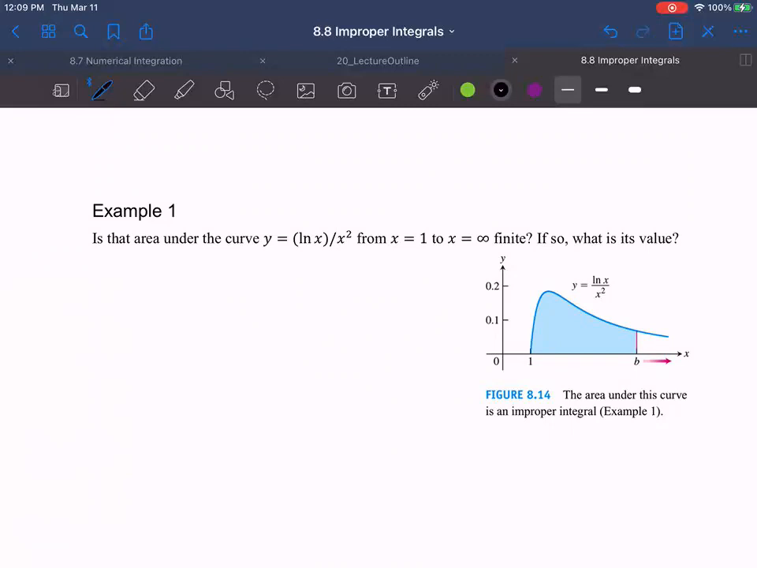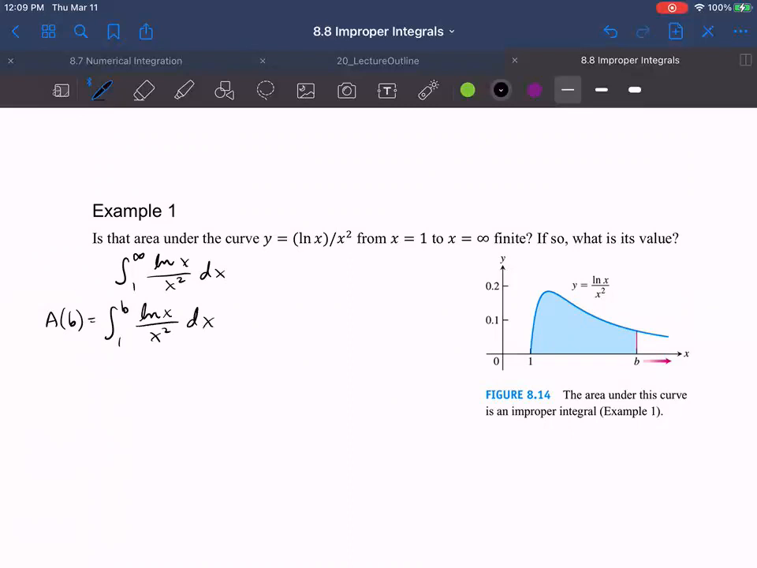All right, so is the area under the curve y equals the natural log of x over x squared from x equals 1 to infinity finite? If so, what is its value? So let's take a look. So we're going to take the integral from 1 to infinity of natural log of x over x squared dx. And so we can replace the infinity with b, making this the integral from 1 to b of natural log of x over x squared dx.